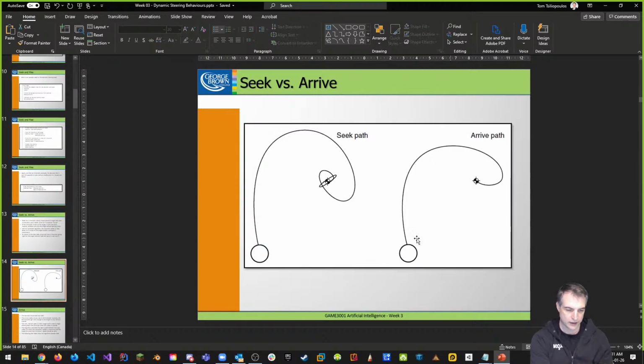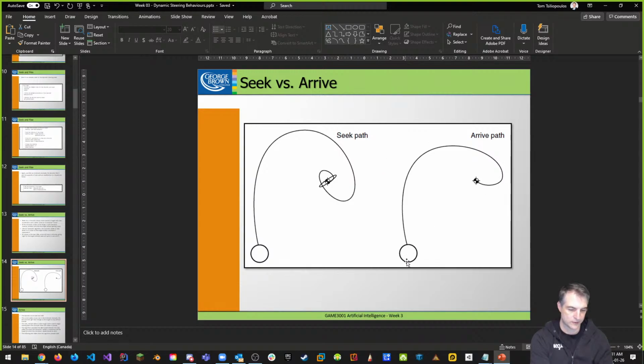So again, here is the seek path, right? So it kind of seeks around here. And then what happens is it keeps on oscillating or moving around the target over and over again because it's not going to stop. It doesn't mean when you get to the target, it stops. That's not seeking, right? Seeking is constant.